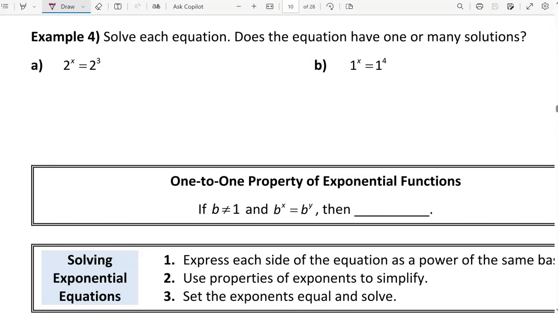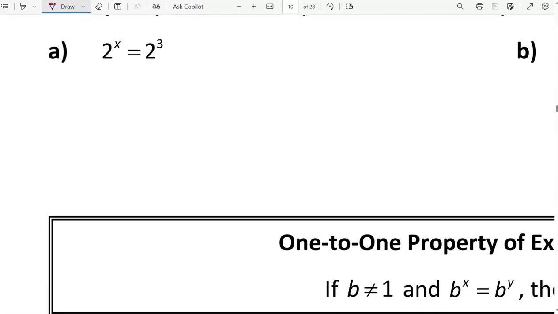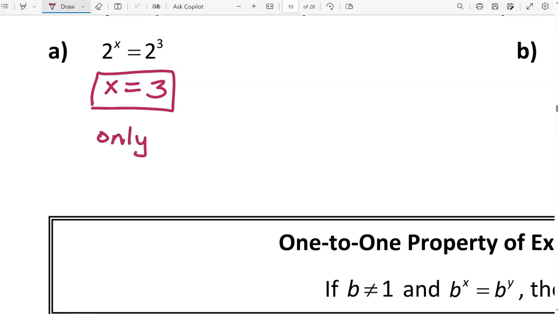All right, this video is picking up where the video notes, the preview notes, ended. So we'll start with example 4. And we're going to take a look at the equation 2 raised to the x power is equal to 2 raised to the 3 power. There should be an obvious solution here of x is equal to 3, and this is the only solution.